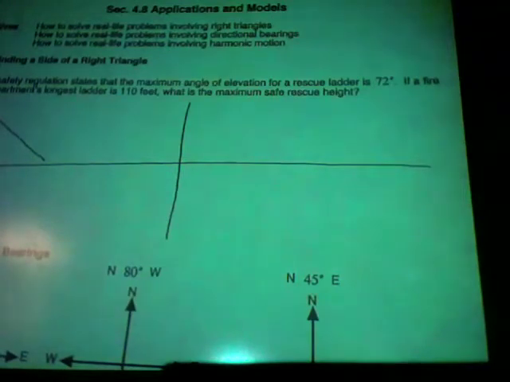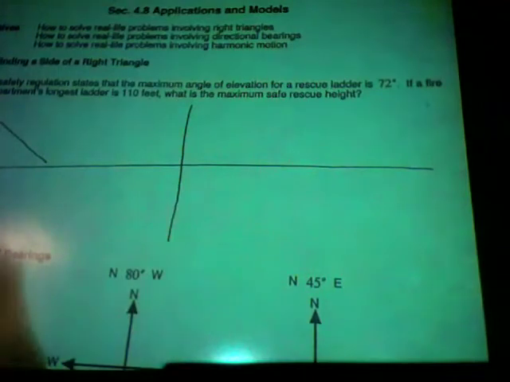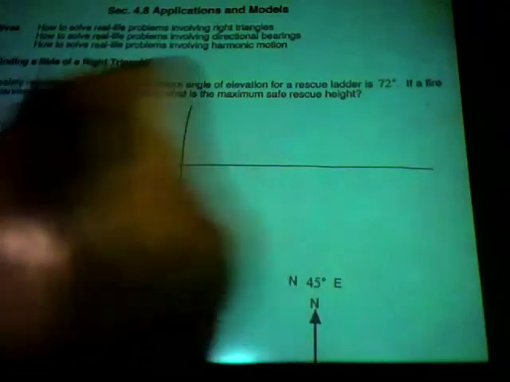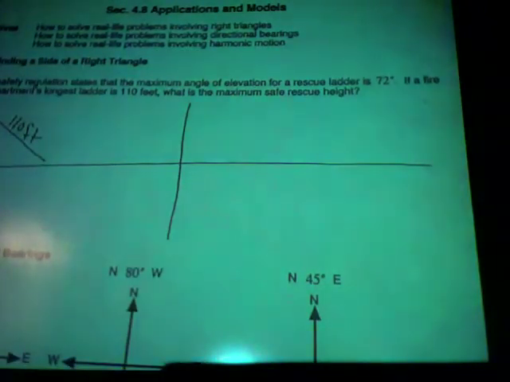All right. So let's label in the picture what we've been given. I've been told that their ladder is 110 feet. Is that this distance, or this distance? The hypotenuse, very good. So this is 110 feet. This 4-step plan. Yes. Picture, this is your let statement. We love this. It makes you a better problem solver. Quit complaining. All right, then it says the angle of elevation for the rescue ladder is 72 degrees.